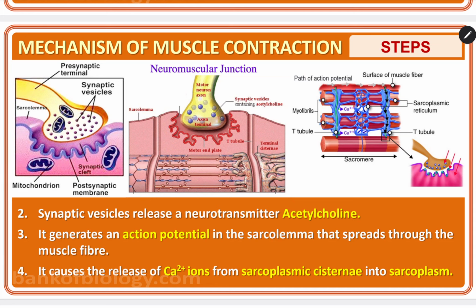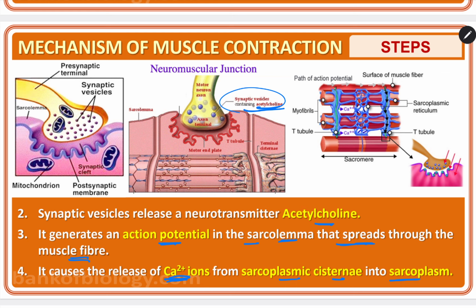Then what happened? Synaptic vesicles release a neurotransmitter, acetylcholine. The synaptic vesicles present here contain a neurotransmitter called acetylcholine. Remember, it generates an action potential in the sarcolemma that spreads through the muscle fiber. It causes the release of calcium ions from the sarcoplasmic cisternae into the sarcoplasm.